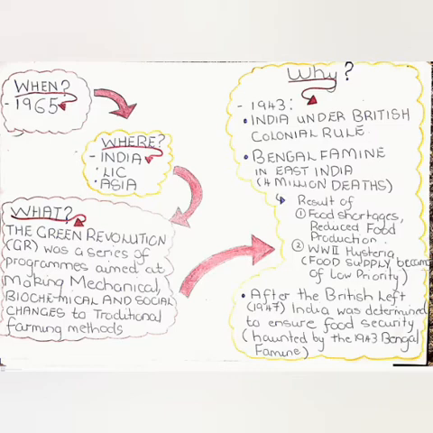So after the British left in 1947, India as a whole was in search of new methods to ensure that such an event would not be repeated, and this resulted in the Indian government agreeing to take part in the Green Revolution, with their main aim being to ensure that food security was a priority.